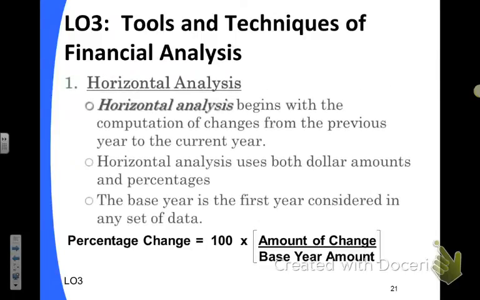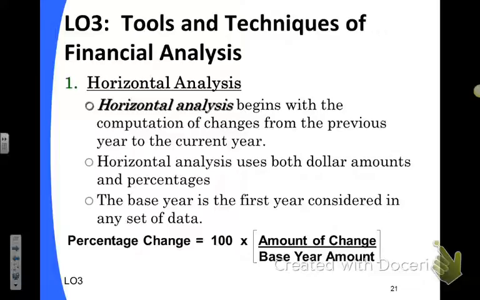So, first, let's look at and explain what horizontal analysis is. Horizontal analysis begins with the computation of changes from previous year to the current year. When we do horizontal analysis, we can use both dollar amounts and percentages, and we're going to look at the base year as the first year we consider in any set of data.